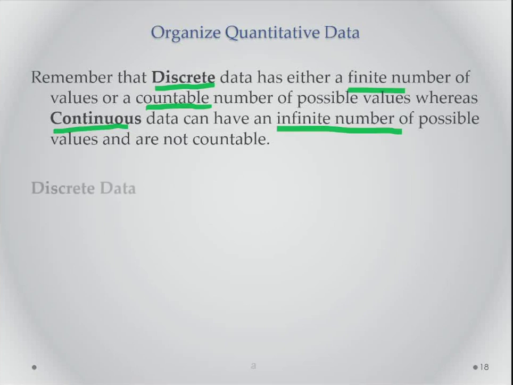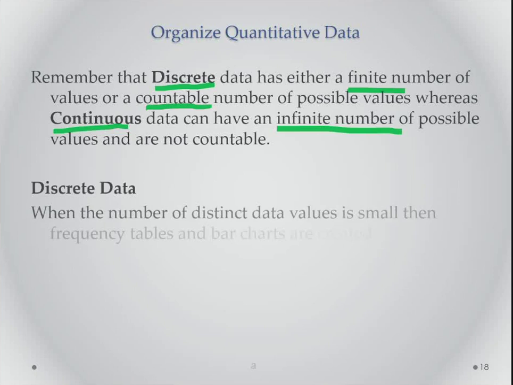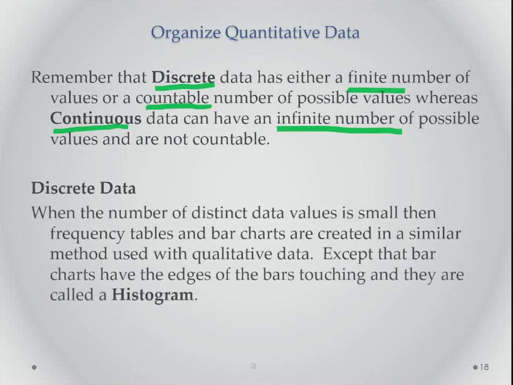Okay, so we're going to approach this organizing of data. We're first going to look at discrete, and then we'll look at continuous. If the discrete data has a small number of values, then we can use the same process that we use for qualitative data. We can use that for discrete data if there's a small quantity of values. The difference is the bars of the chart need to be touching. We call that a histogram.